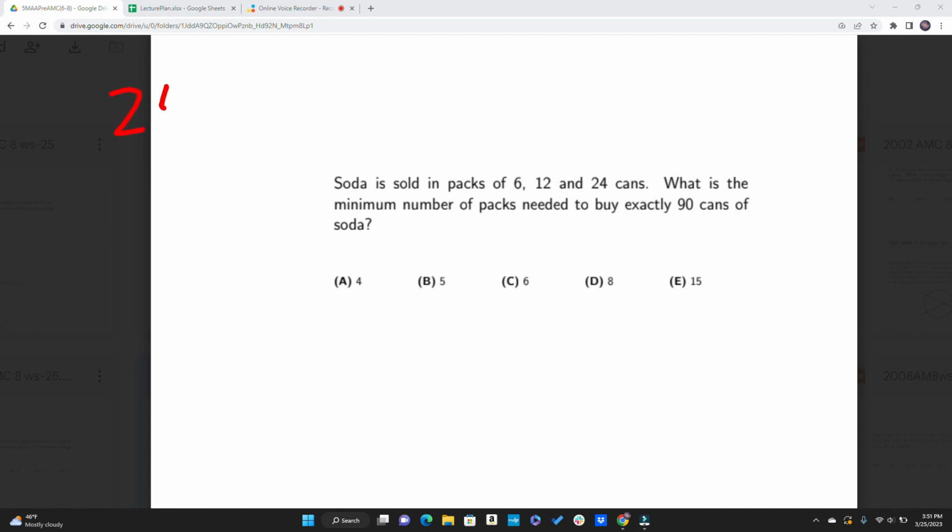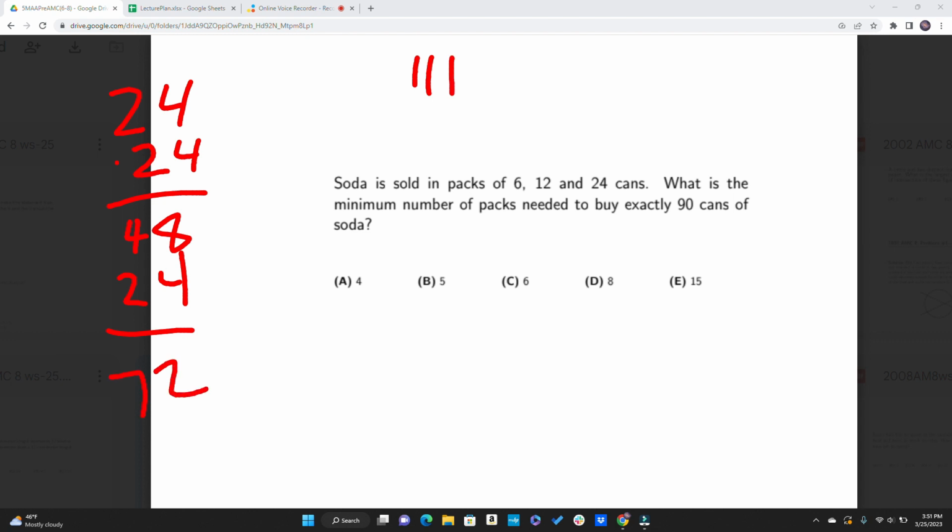So we have 24, that's one pack, plus another 24, that gets us to 48 cans of soda, and we've used two packs to do it. Okay. What if we use another 24? Because we're not quite at 90 yet. That gets us to 72 cans of soda, and we've used 3 packs. Adding another 24. Ooh, now we're at 96. So we can't do that. We can't add a fourth pack of 24.